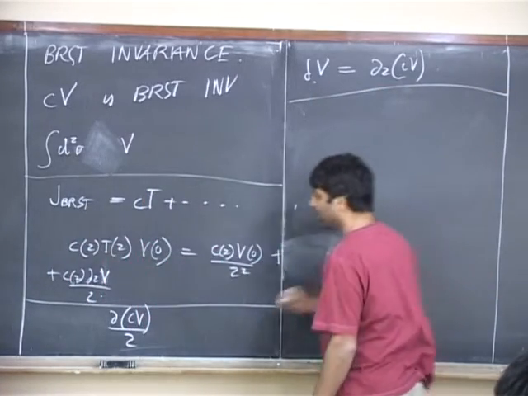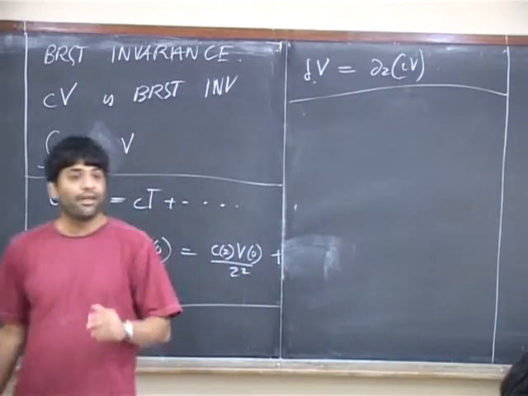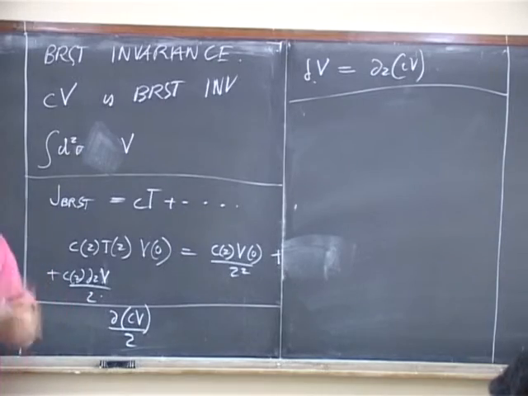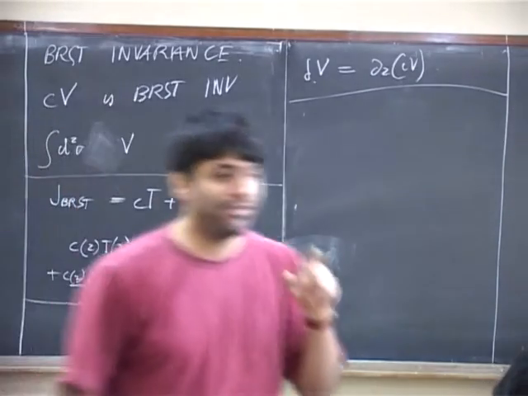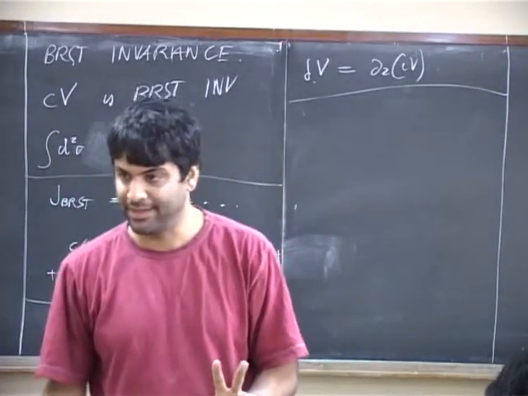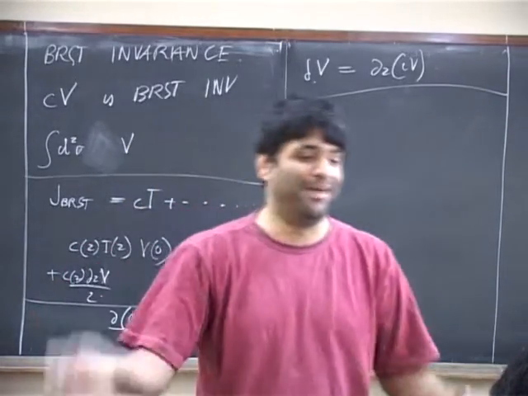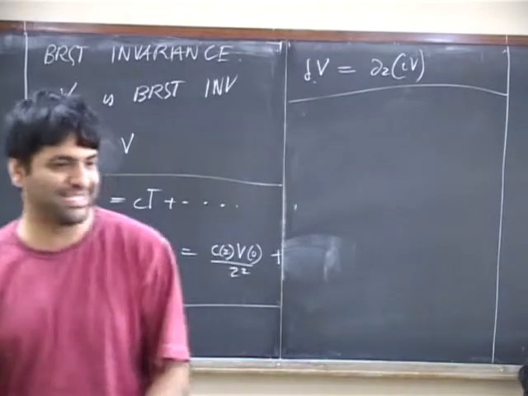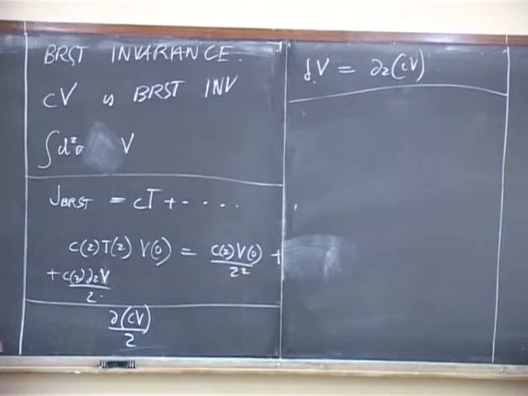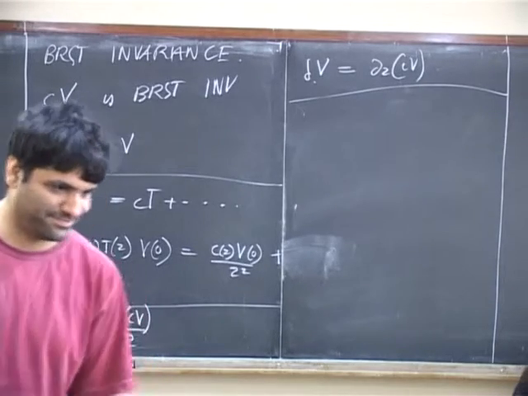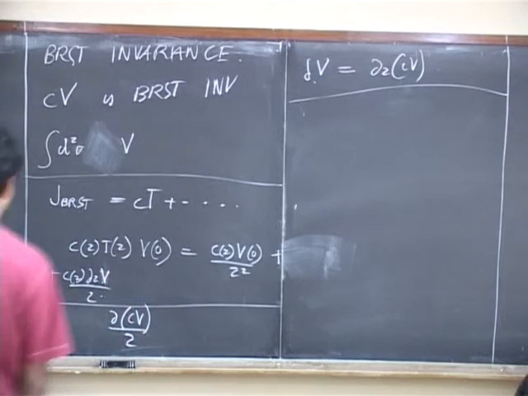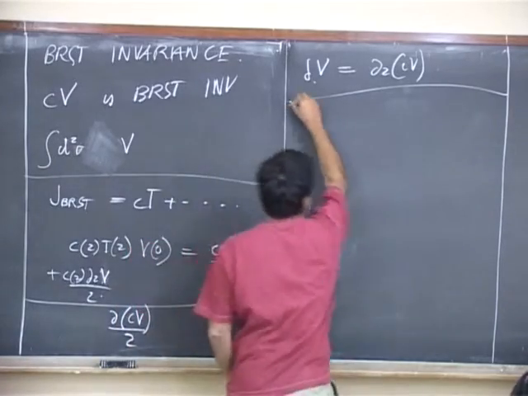Okay. So the lack of BRST invariance of the insertion of V. V is not BRST invariant, but its integral over the whole manifold is. That's the point, because the BRST variation of this object is a total derivative. Okay? So great. Very good.